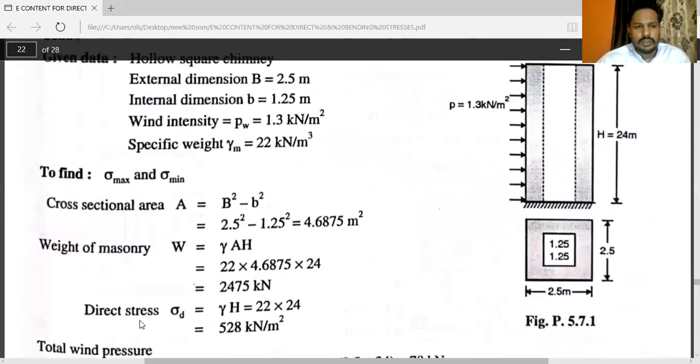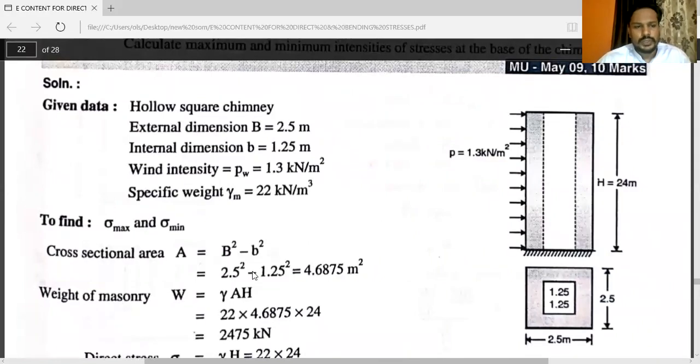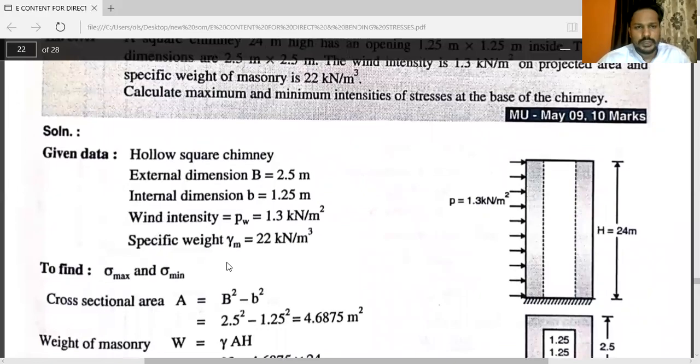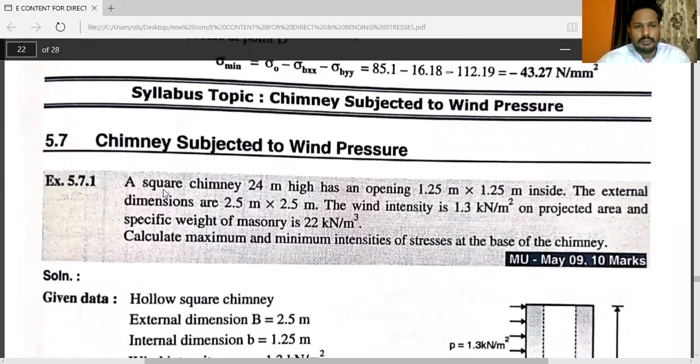See, the steps are the same, only the cross-sectional area may be different. The remaining steps are the same. It's a very important problem, that is chimney subjected to wind pressure.